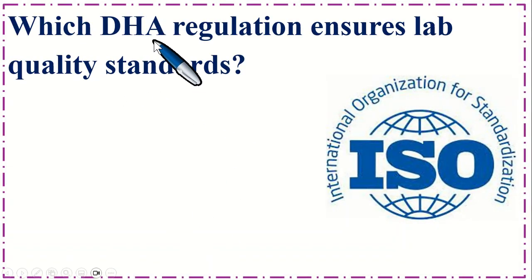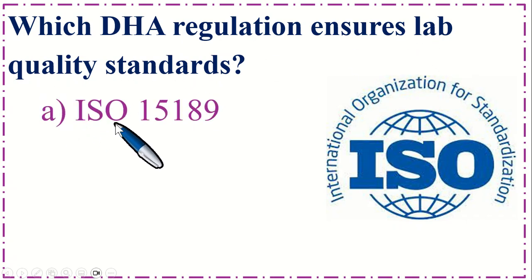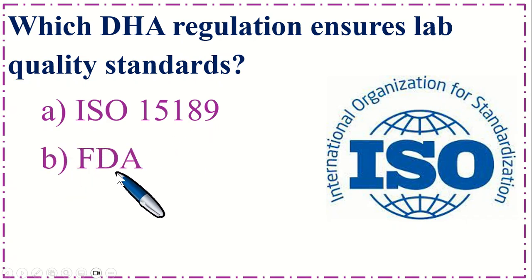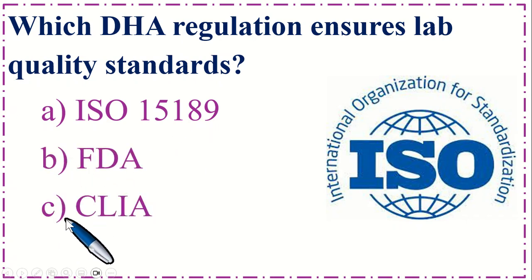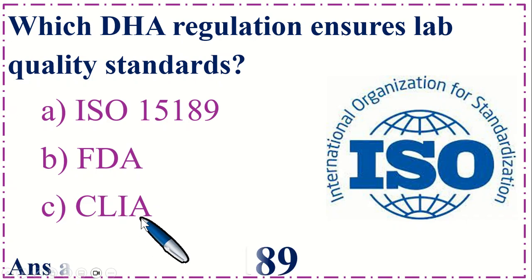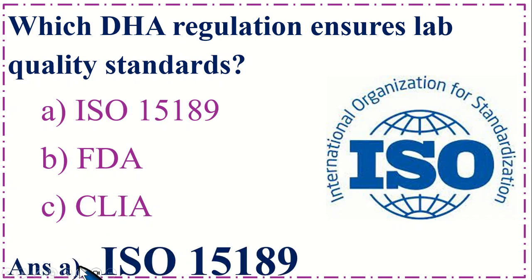Which DHA regulation ensures lab quality standards? Option A, ISO 15189. Option B, FDA. Option C, CLIA. So the correct option is A, ISO 15189.